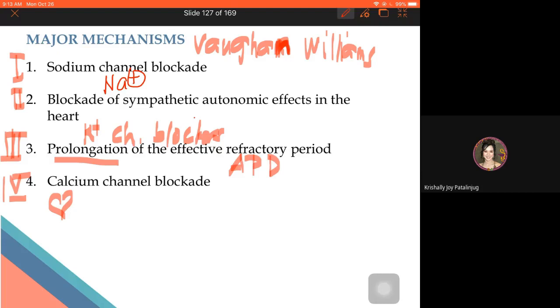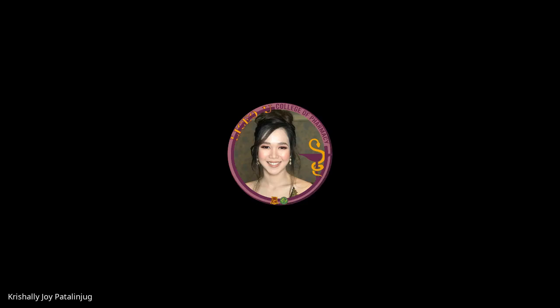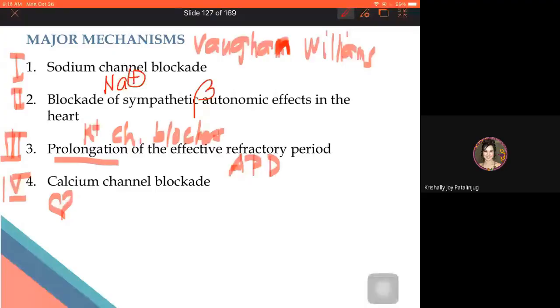Okay, for beta blockers, class 2, since the letter B for beta is the second letter of the alphabet. The letter B in beta is the second letter of the alphabet. So it is the second, so class 2. That's our memory aid for class 2. It's second because the letter B for beta is the second letter in the alphabet.